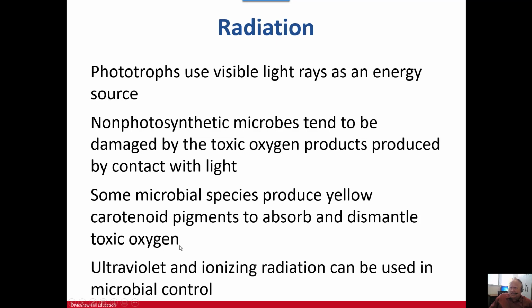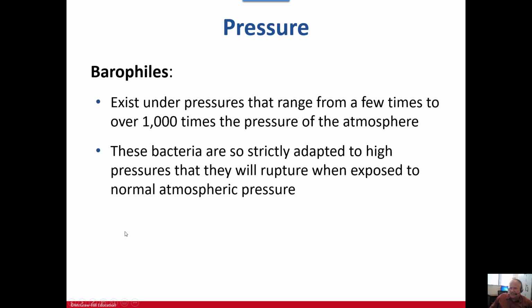Now, radiation-wise, phototrophs use visible light rays as an energy source. Non-photosynthetic microbes tend to be damaged by toxic oxygen products produced by contact with light. Some microbial species produce yellow carotenoid pigments to absorb and dismantle toxic oxygen. And then, of course, UV and ionizing radiation can be used in microbial control, which we saw in the laboratory.